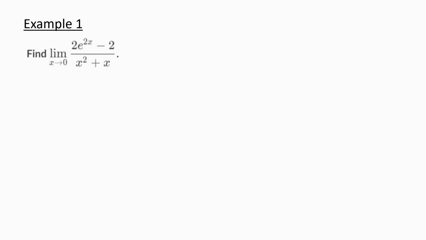Example number 1 says to find the limit as x approaches 0 of 2e to the 2x minus 2 divided by x squared plus x. First things first, say you see this on a test. First we need to make sure that direct substitution doesn't work. So if we tried direct substitution, we would get 2 times e to the 2 times 0, minus 2, divided by 0 squared plus 0.